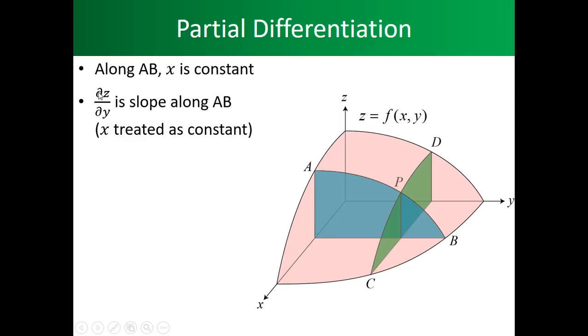So, as we say, the partial of z over the partial of y is the slope along AB. What is happening to x? Nothing. X is treated as a constant when we are just taking a partial of z with respect to the partial of y.